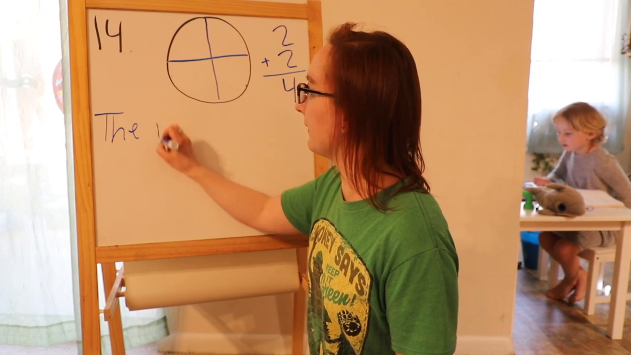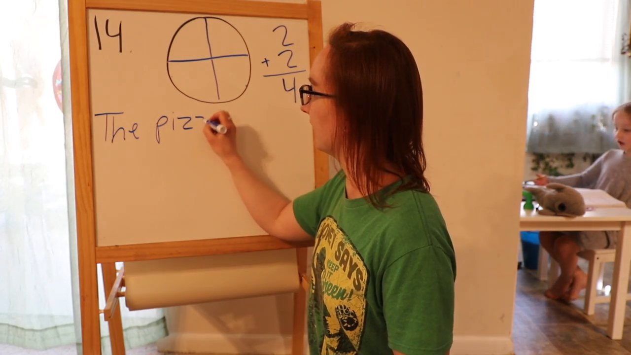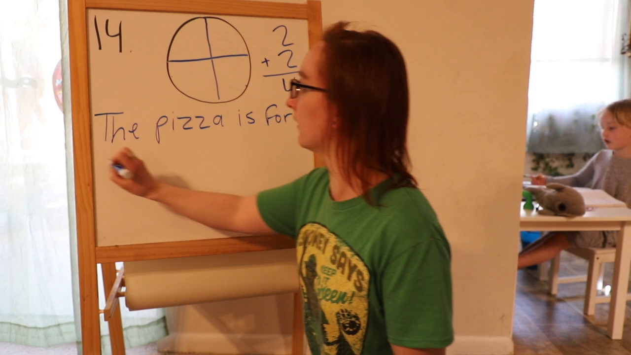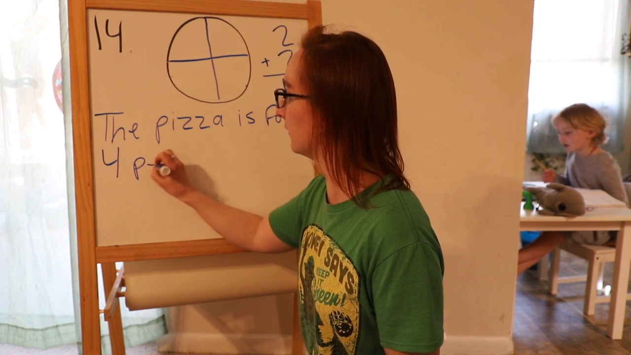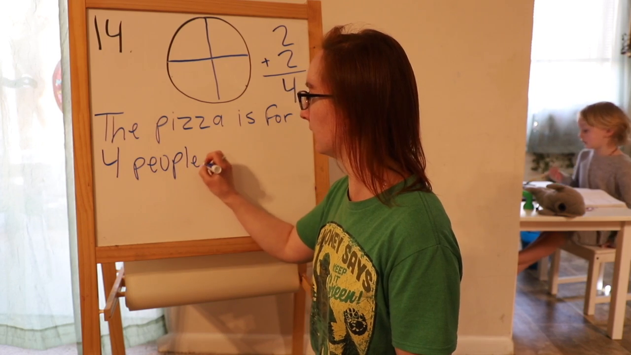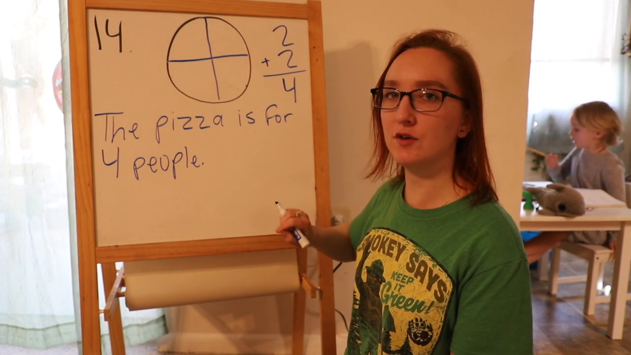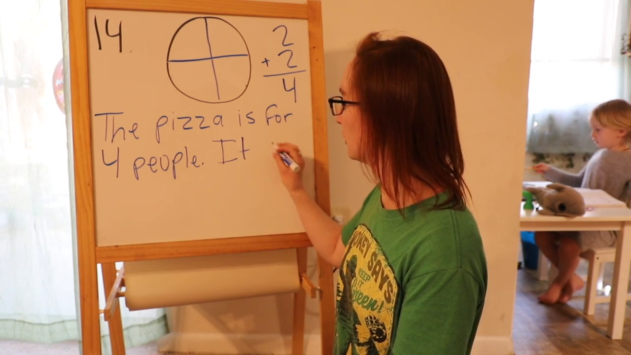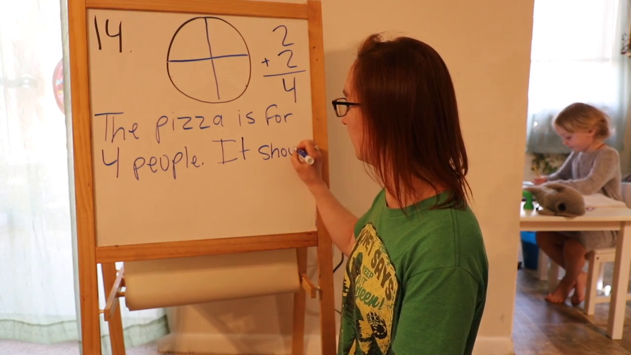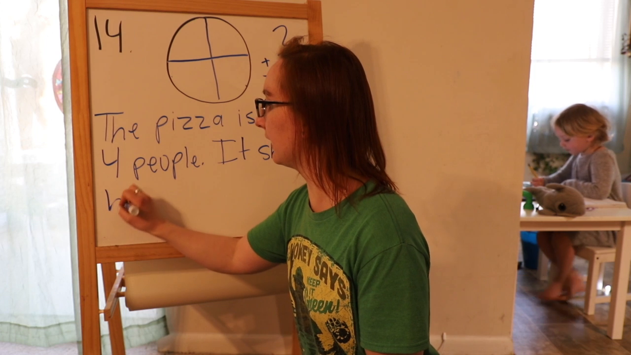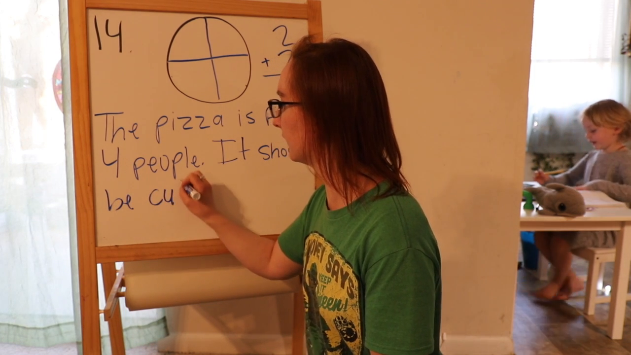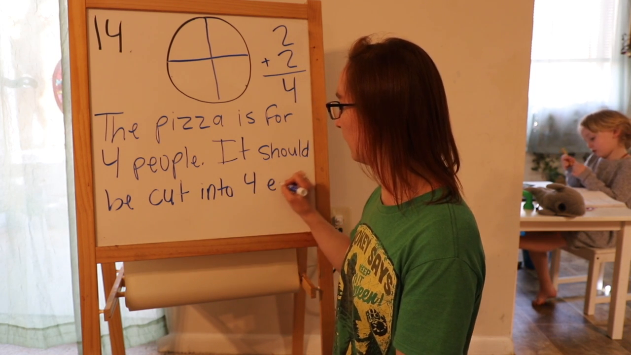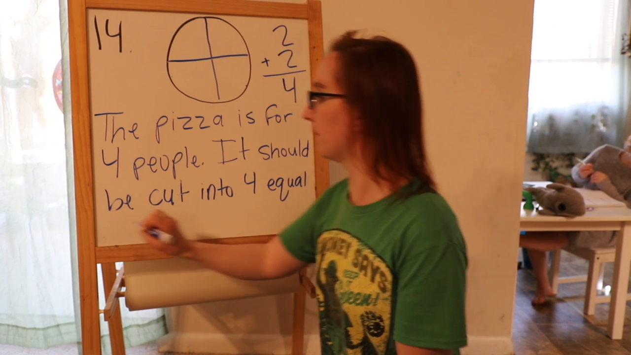T-H-E, pizza, P-I-Z-Z-A, is for 4 people, period. And then I'm going to start a new sentence. It's going to start with an uppercase letter. It, I-T, should, S-H-O-U-L-D, be cut into 4 equal parts.